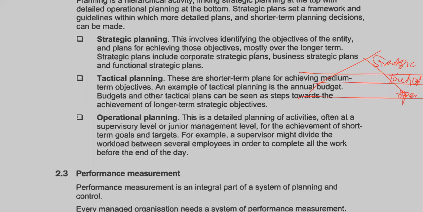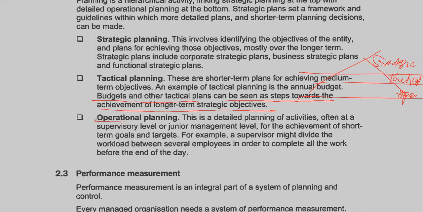Okay, so when it comes to tactical planning, these are shorter term plans for achieving medium term objectives. An example of a tactical plan is the annual budget. Now, budgets and other tactical plans can be seen as steps towards the achievement of longer term strategic objectives.